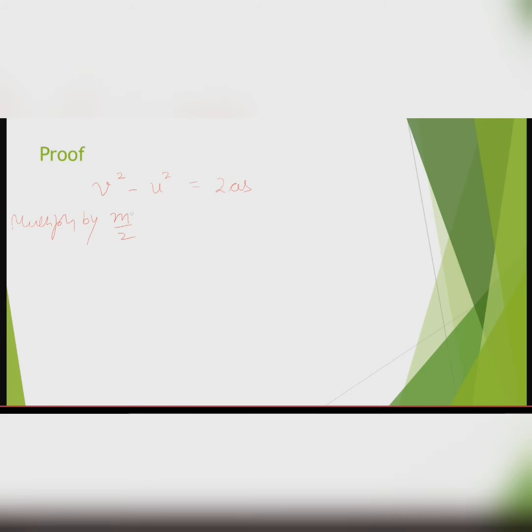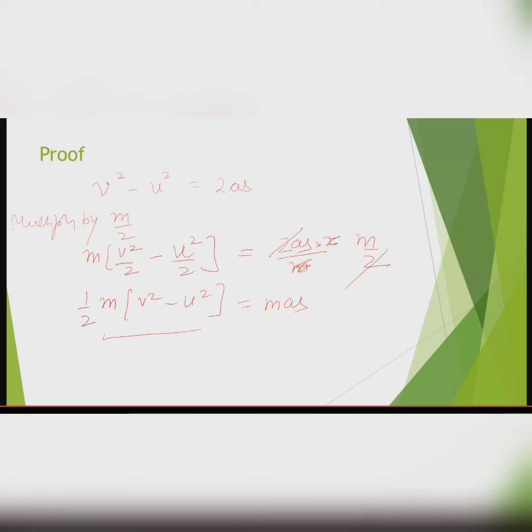Okay, so we multiply by m by 2. So what do I get? m v square by 2 minus m u square by 2 is equal to 2as into m by 2. I made a mistake, sorry. So I get mas as half m into v square minus u square.